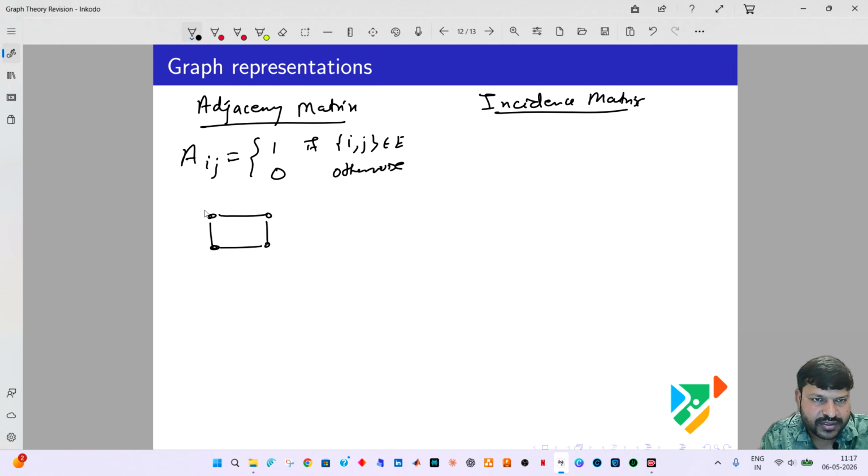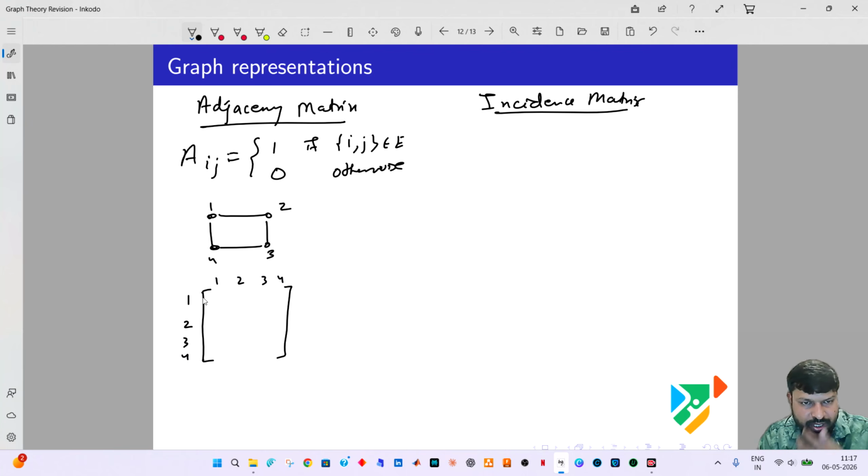Consider this graph with vertices 1, 2, 3, 4. What you need to do is form a matrix, label the rows and columns in the same order with respect to vertices 1, 2, 3, 4. Now, if 1 and 1 are connected, put 1, otherwise 0.